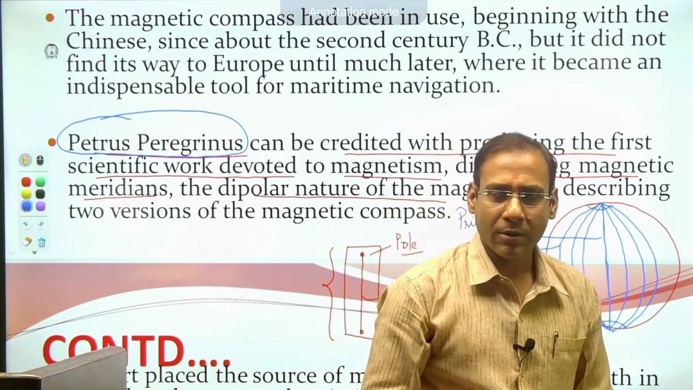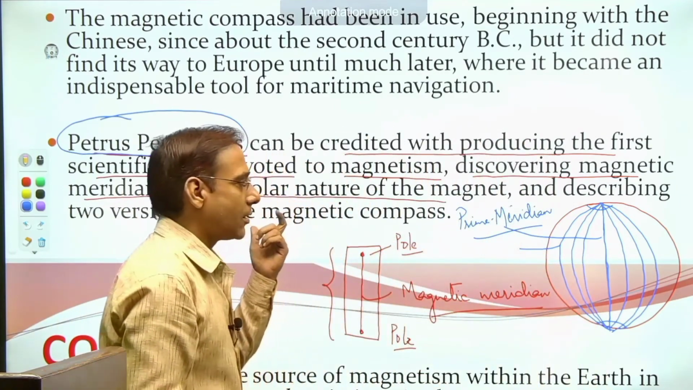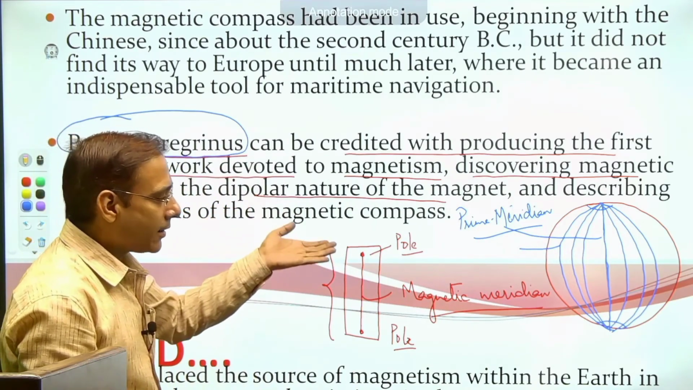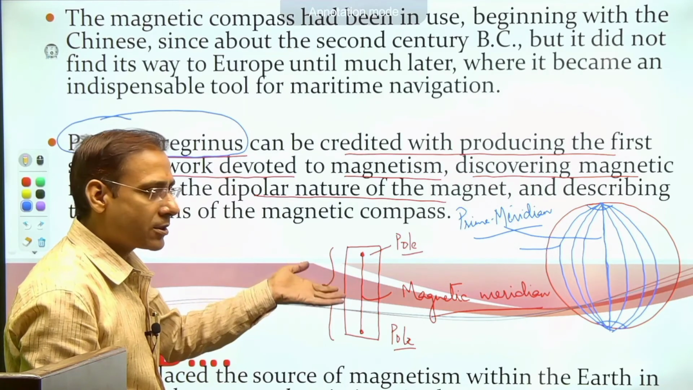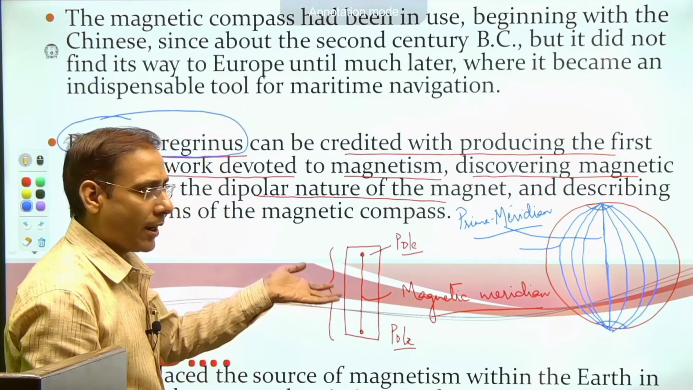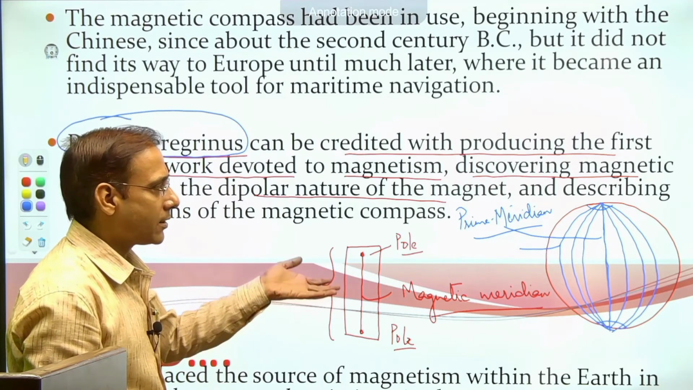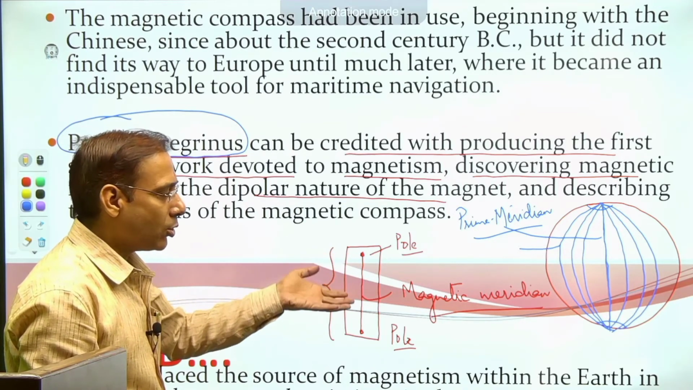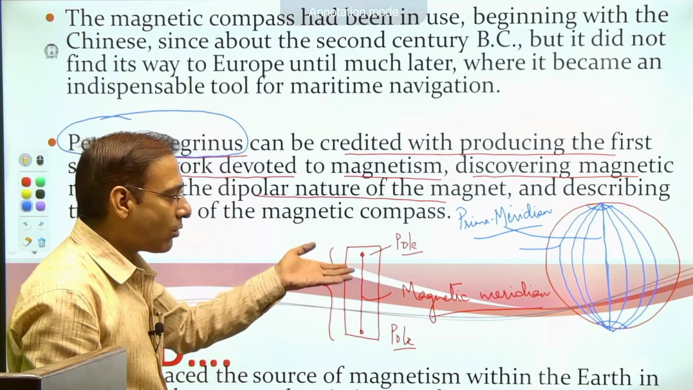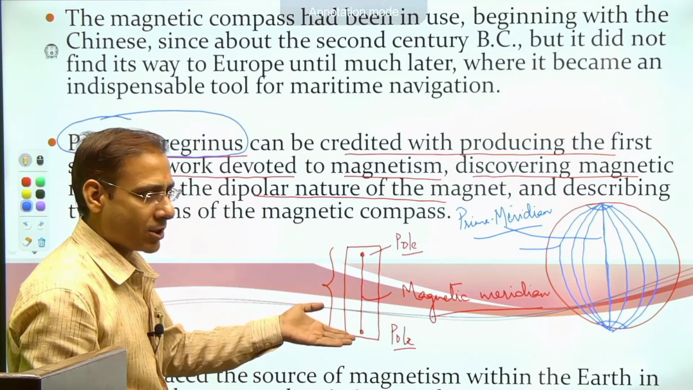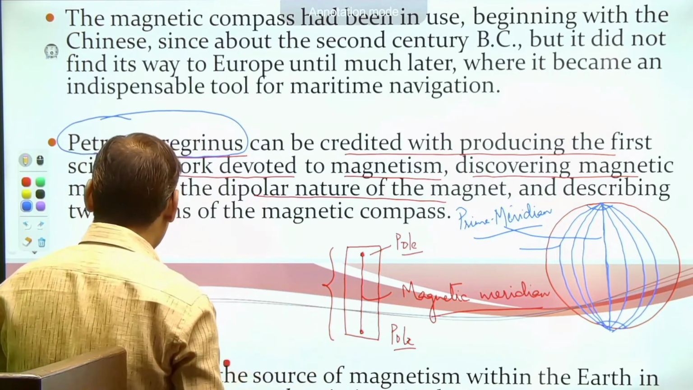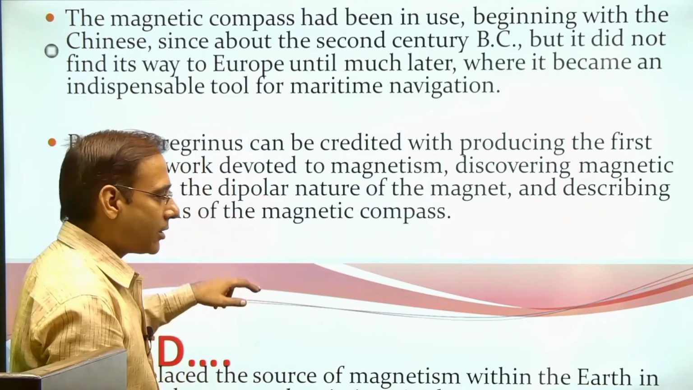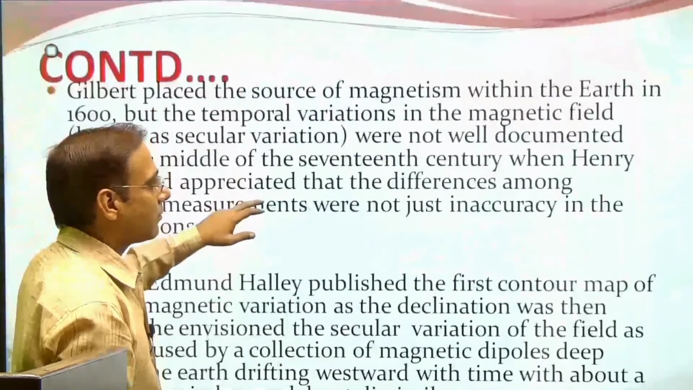Peregrinus was the first scientist, a geophysicist, who discovered the polarity within the earth. The earth behaves like a dipole, and he came to the conclusion that he had discovered the magnetic meridian. He connected one pole to another. The line joining the two poles is known as the magnetic meridian. What are we learning here? The history of how the magnetic properties of the earth were discovered by geophysicists.